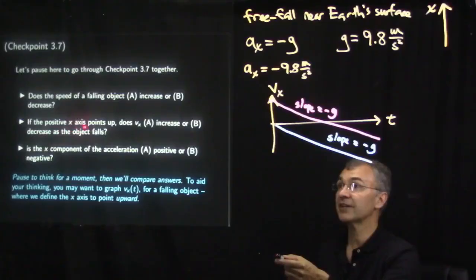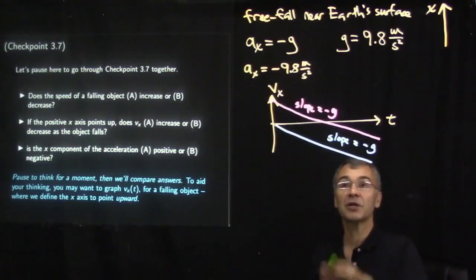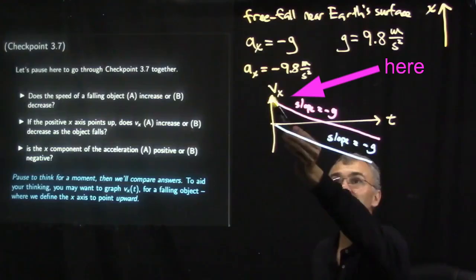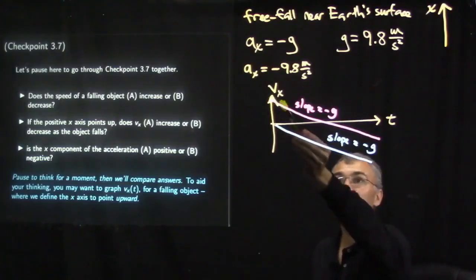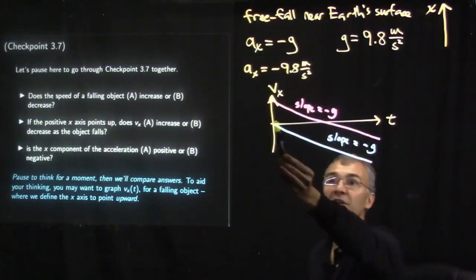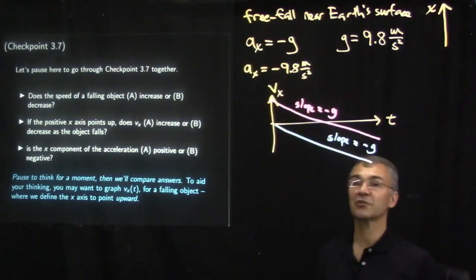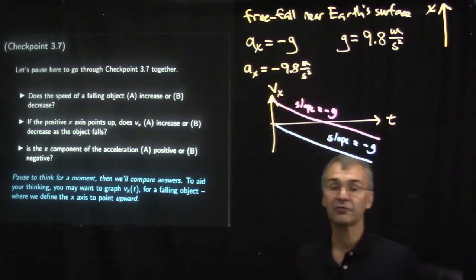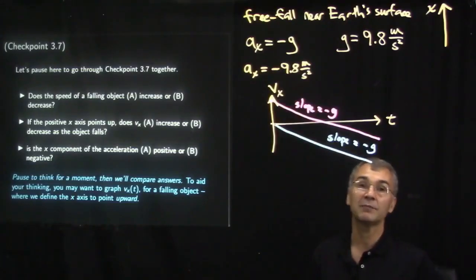Okay, now the positive x-axis points up. Does v sub x increase or decrease? Now this is true no matter whether I started it by throwing it up or by just dropping it. So in either case, v sub x decreases. You see here, v sub x started out positive, but it's decreasing at a constant rate. Here, v sub x started out at 0, but it's decreasing at that same constant rate. So either way, v sub x decreases as a function of time, because the acceleration, which is the rate of change of v sub x, is negative 9.8 meters per second squared.